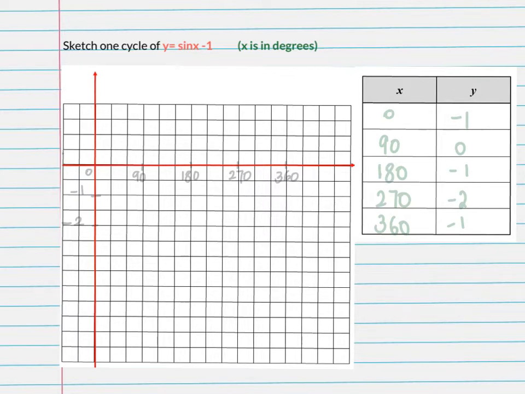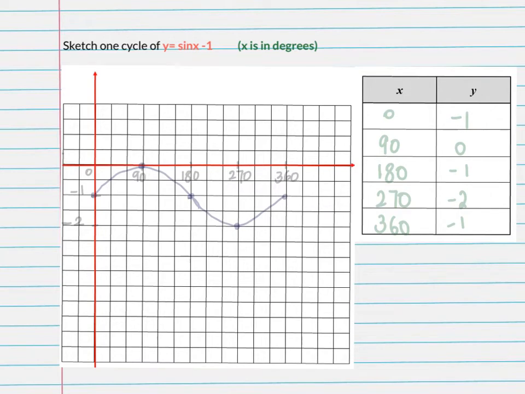We will start the graphing. As you notice, 0 has a y value of negative 1, 90, 0, 180, negative 1, 270, negative 2, and that's our minimum, 360, negative 1. We connect our points to get our given sine function, and then as you can see here, the y value of the minimum is negative 2, and the y value of the maximum is 0.